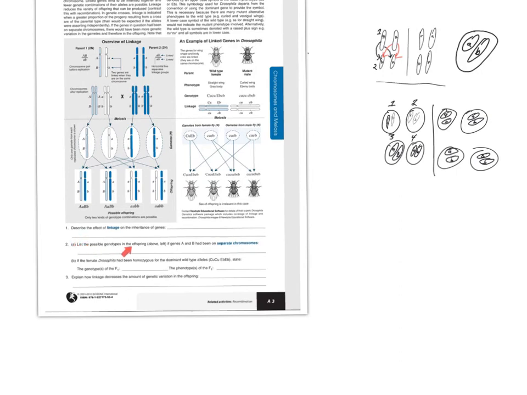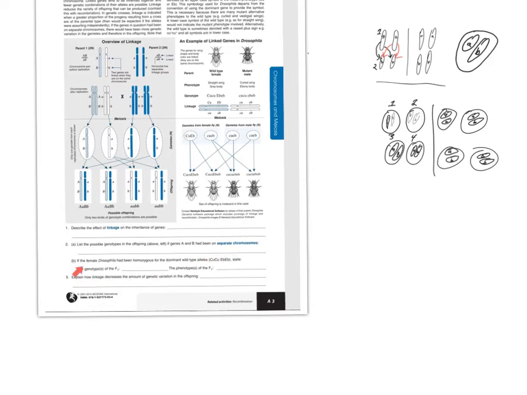List the possible genotypes of the offspring if genes big A and big B are on separate chromosomes. So think about the genotype if they were on different chromosomes, and I drew it out here. Now I think you guys could have handled actually putting them on different chromosomes and seeing what kind of gametes they would produce.